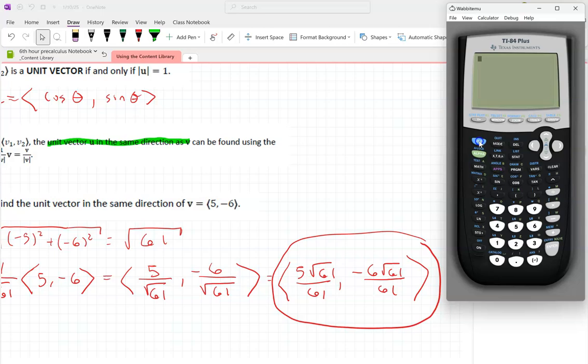Notice that if I look at the magnitude of this vector, what do I expect to get here? 1, because it should be a unit vector now. So that's what we've done.